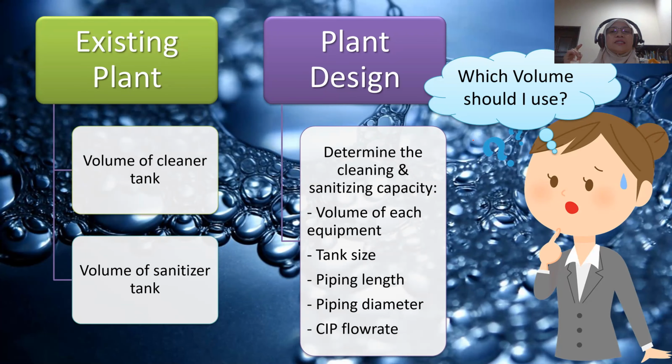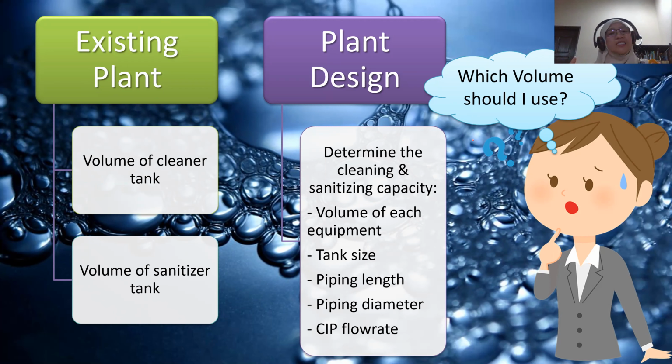You need to identify first the volume that is needed. This is simple for an existing plant, because the design has already been established. You already define all the sizes of the equipment, and you already have one specific tank for cleaning, so you just need to know the volume of the cleaner tank and the sanitizer tank to substitute into your dilution formula.